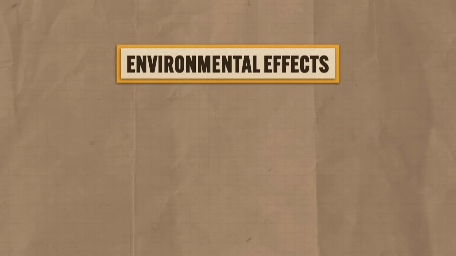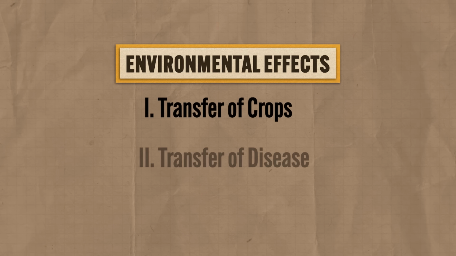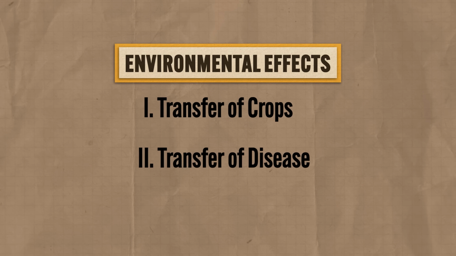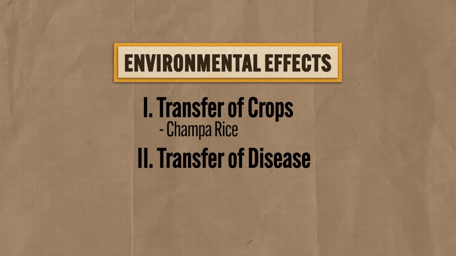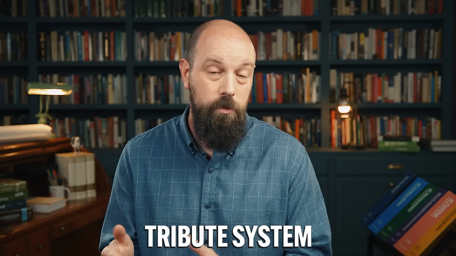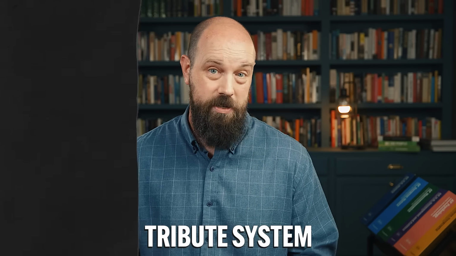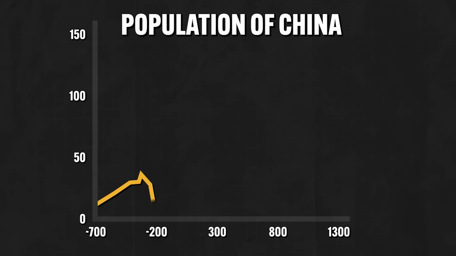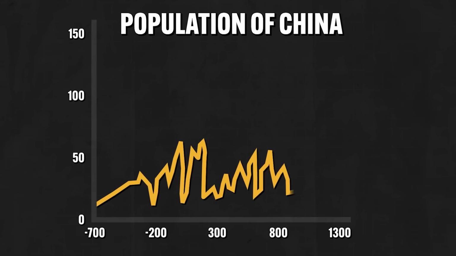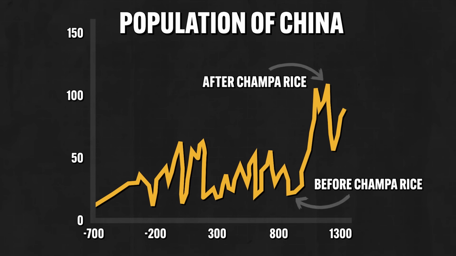Okay, now the second category of consequences of connectivity is environmental. And here we'll talk about crops that were transferred and diseases that were transferred. An example of the transfer of crops over networks of exchange was Champa rice. Now remember that this new strain of rice was introduced to China via the Champa kingdom, who offered it to China as part of the tribute system. And when the Chinese harnessed this new grain, it produced way more food for their growing population than was possible before, and that led to even more population growth.